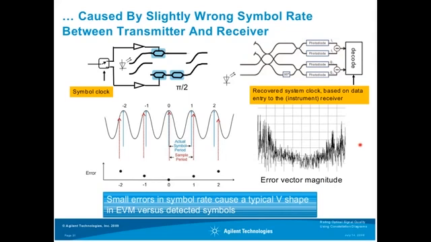Again, if you see this kind of V shape, you could get an indication that your symbol clock is not well entered in the system, or there's something, for example, unstable in the symbol clock, if you see these shapes only partially appearing on the screen, for example. So small errors in the symbol rate cause a typical V shape in the error vector magnitude display versus the detected symbols.